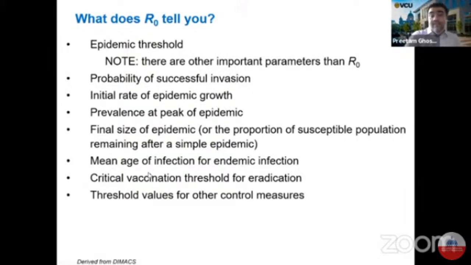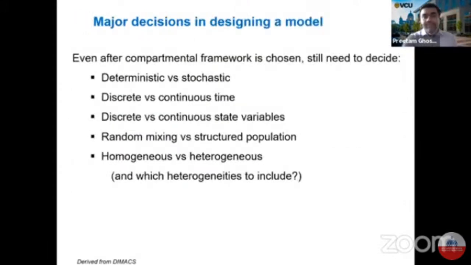It can give you the critical vaccination threshold, and it can also give you the threshold values for other control measures. So we do use these fitted R naught values, the R effective values, in the policy making set of activities that we will talk about next. One last piece for the first introductory part is that when you're designing a model, SIR is a very simple, differential equation based model, right? So that's called a deterministic model.